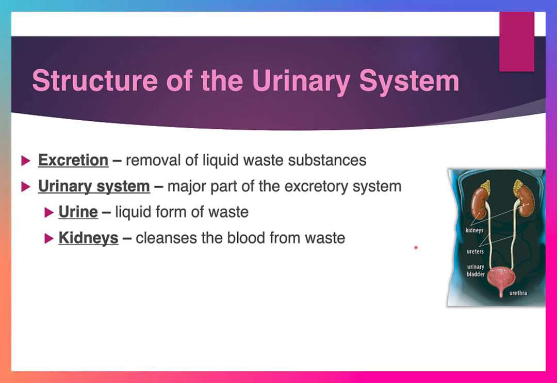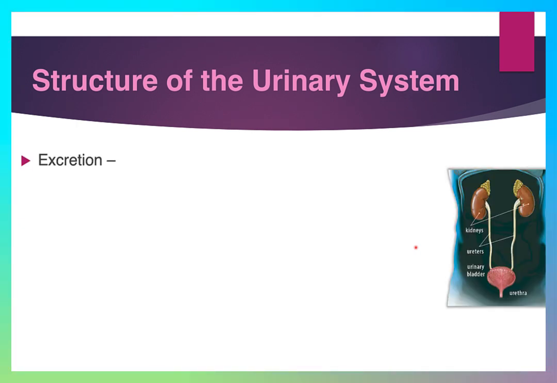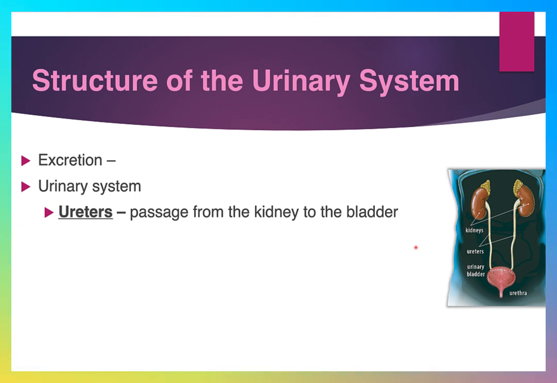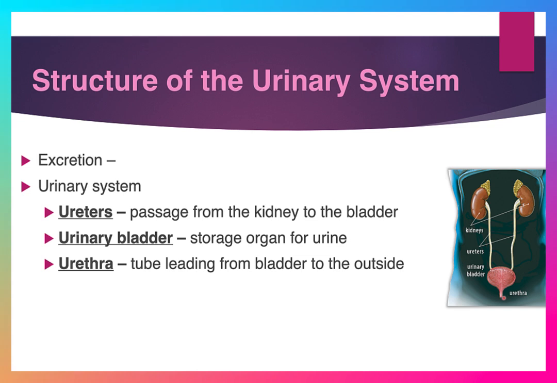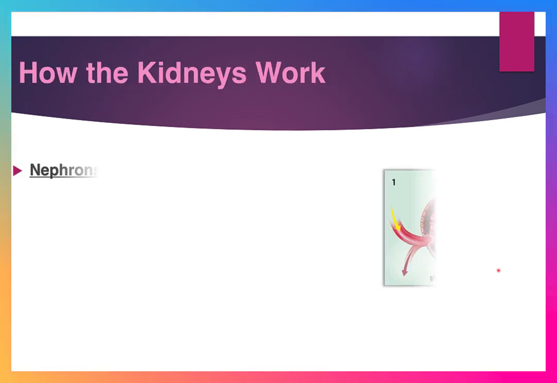Kidneys are responsible for filtering the blood and removing waste and excess water. And once the urine is formed by the kidneys, it passes into the ureters, shown here, down to the urinary bladder, which is a storage organ for urine. It allows us to go periods of time without having to use the bathroom, and then through the urethra out the body.